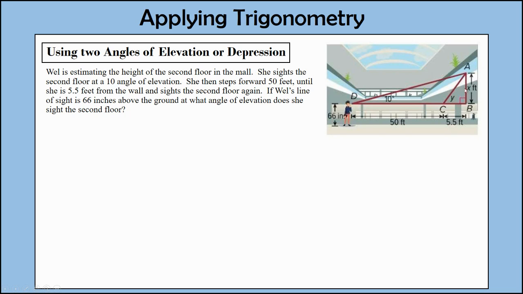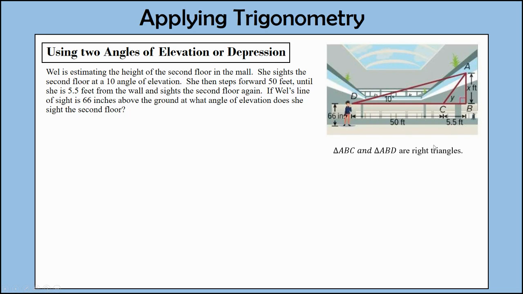So we got to figure out what X is. Okay. Actually, excuse me. We got to figure out what Y is because she wants to find out what that elevation is from this point C to the second floor. Okay. The fact that she's 66 inches tall has already been accounted for because we're going A to B and B is her sight line. So we don't really have to do anything with this 66.